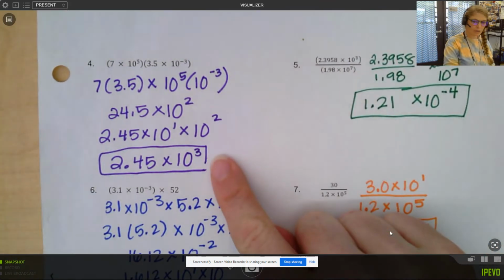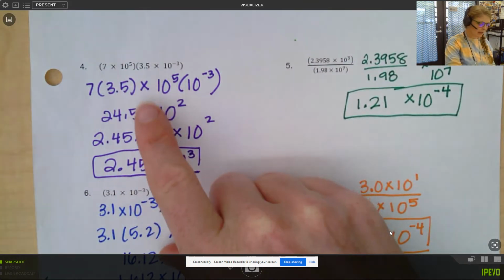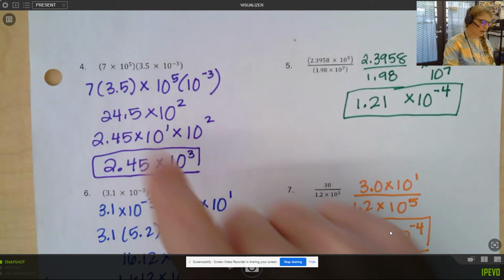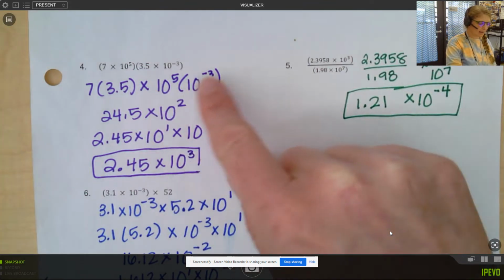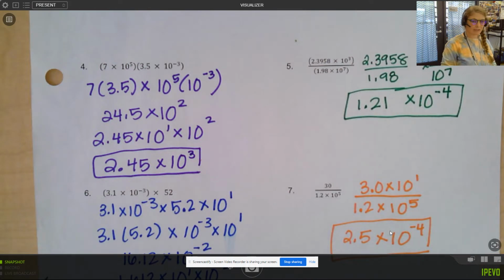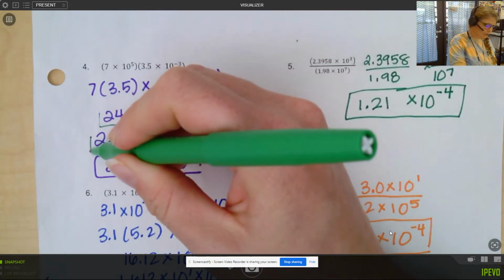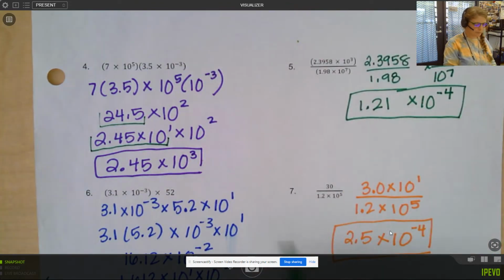Okay, number 4, we should have ended with 2.45 times 10 to the third. I grouped my significant figures together, got 24.5. 10 to the fifth times 10 to the negative third is 10 to the positive 2, but that was not written in scientific notation. So 24.5 is 2.45 times 10 to the first, and then I added my exponents.